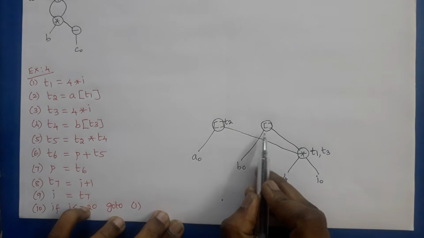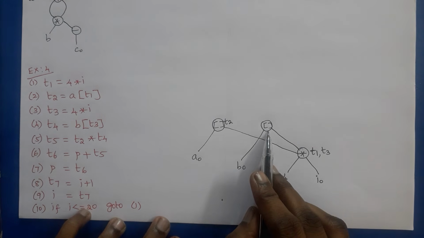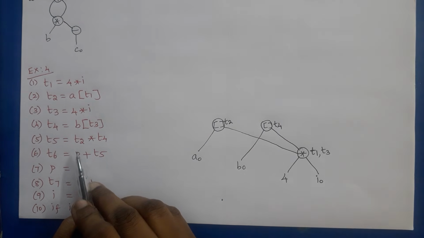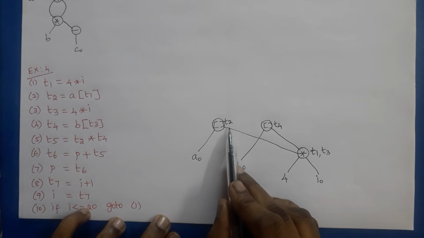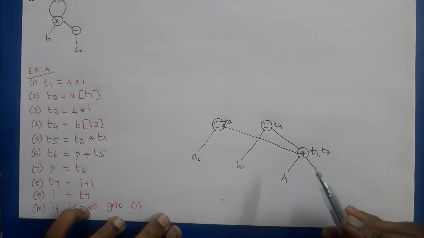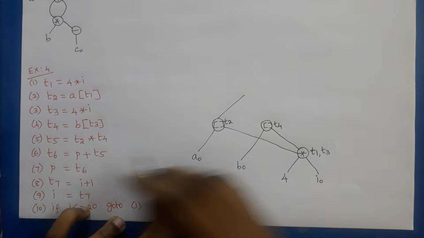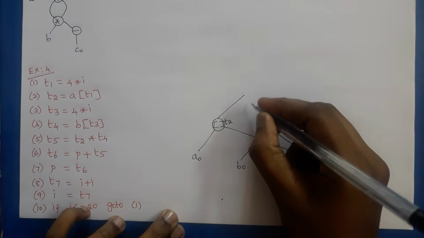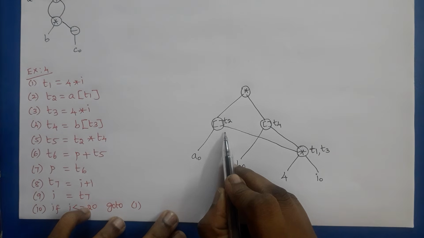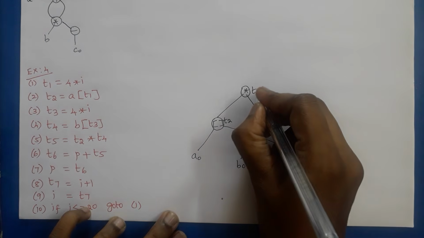So that we have to compute B0. So for this operator, B0 is the left child, right child is T3, and this is the interior node and the result is T4. So that should be attached here. Next expression is T2 star T4. So T2 is already computed, T4 is also computed. So there is no need to create a new leaf. Okay, so the operator is star, left child is T2, right child is T4 and the result is assigned to T5.